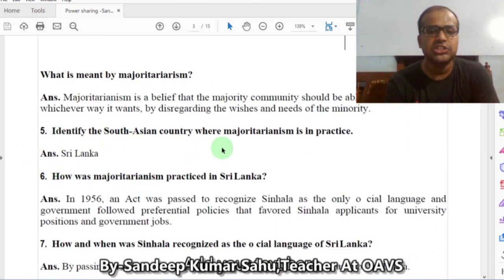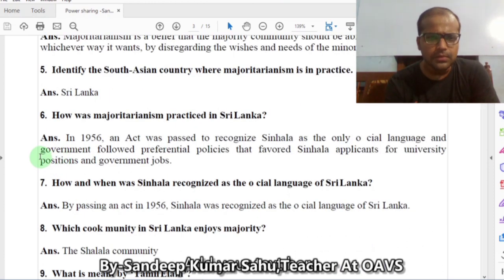Next question, question number 5. Identify the South Asian countries where majoritarianism is practiced. South Asian countries like India, Bhutan, Bangladesh, Sri Lanka, these are some of the South Asian countries. Among all of them, majoritarianism is practiced in Sri Lanka. How was majoritarianism practiced in Sri Lanka? How was majoritarianism practiced in Sri Lanka?